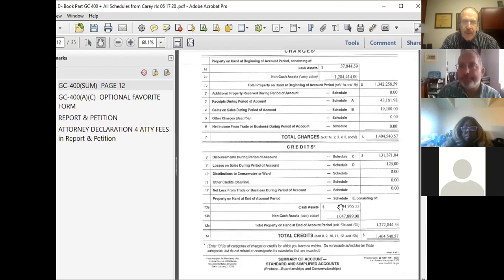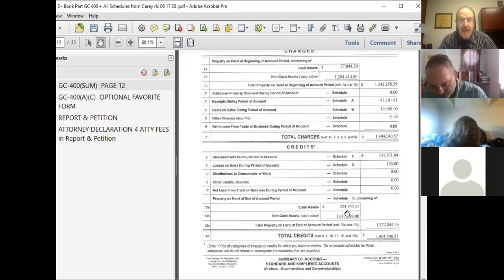And then we come up with a new ending asset balance. It's like another inventory and appraisal at the end of the accounting period, but you don't turn it in as an inventory and appraisal. It will just be a list of your ending assets, cash and non-cash. And then we have the total of assets on hand, and then the total credits of 14,404 and change. So what the probate examiners do when they're evaluating your accounting before the judge gets it is they're going to take this line 7, and the first thing they're going to do is look at line 14. And it better balance or you're not done yet.